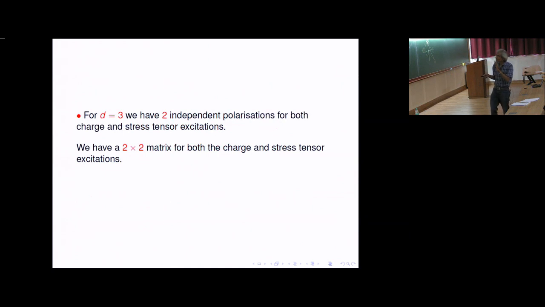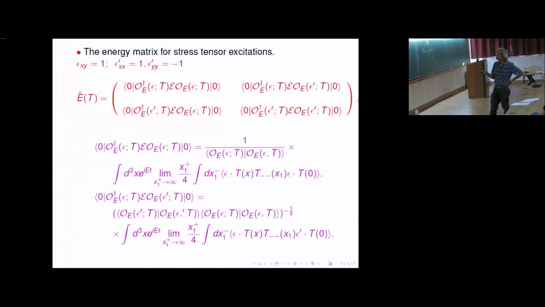In d equals 3, as I said, we have 2 independent polarizations for both the charge and the stress tensor excitation. And we therefore have a 2 cross 2 matrix to look at. So I said we take all the independent polarizations and construct this matrix. And so here's the structure as I wrote. We have chosen this direction to be y, say, the direction where the observer is sitting.